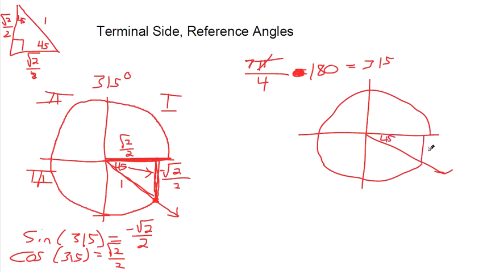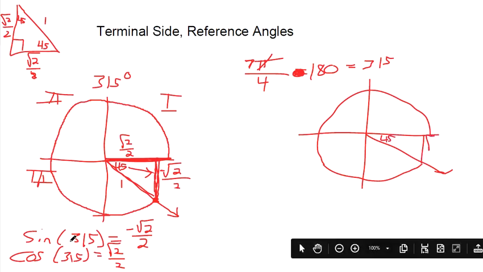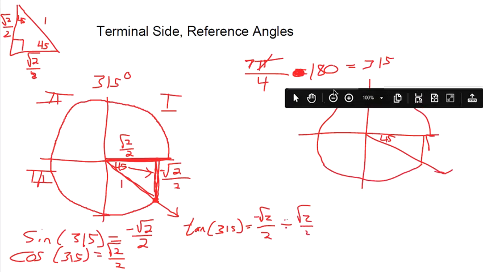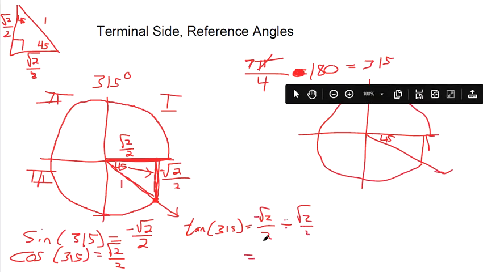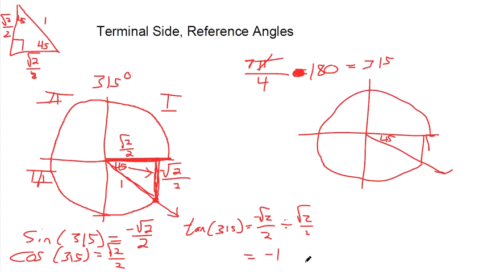And so that means it's going to have the same dimensions, so sine and cosine will be the same. And remember, if you're given tangent too, tangent is just the opposite over the adjacent. So the opposite is negative square root of 2 over 2 from this triangle down here, and the adjacent is square root of 2 over 2. So tangent of 315, these are going to cross cancel, and you have a negative divided by a positive. That just makes a negative 1.